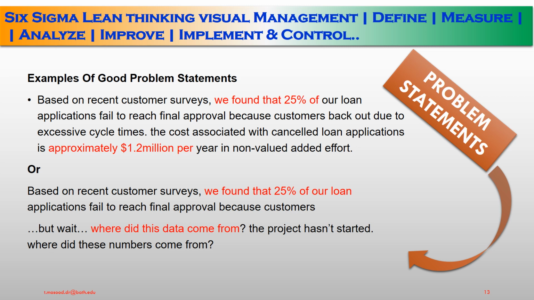Okay. Example of a good problem statement. Based on a recent customer survey, we found that 25% of our loan applications fail to reach final approval because customers back out due to excessive cycle times. The cost associated with the cancellation of loan applications is approximately 1.2 million per year in non-value-added efforts. But wait, where did this data come from? The project hasn't started. Where did these numbers come from? So these figures we can work on to identify how to spot good problem statements.